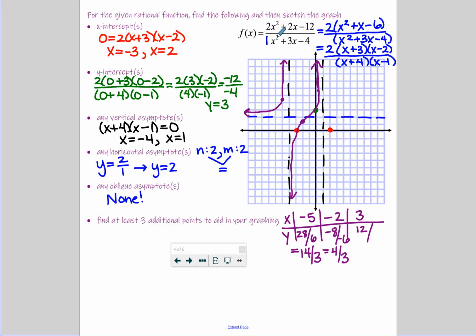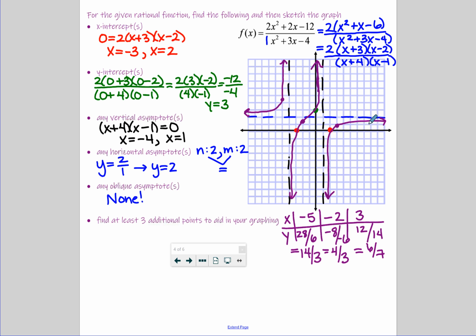Plug 3 in the bottom, that's 9, plus another 9, that's 18, minus 4 is 14, and 12 over 14 reduces, those are both divisible by 2, to 6/7, so a little bit less than 1 at 3, right there. And you can see we've got a couple points down there, so that's enough to tell me that this kind of L-shaped branch is going to be located in that corner.